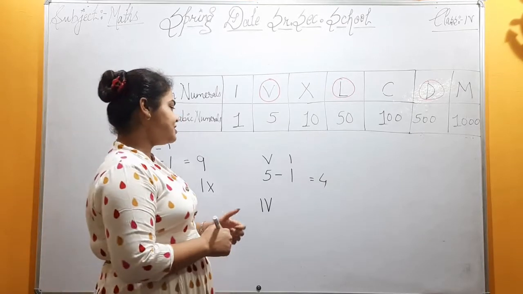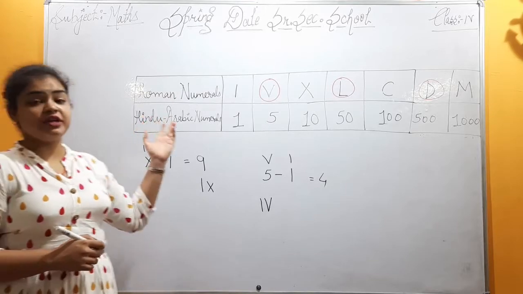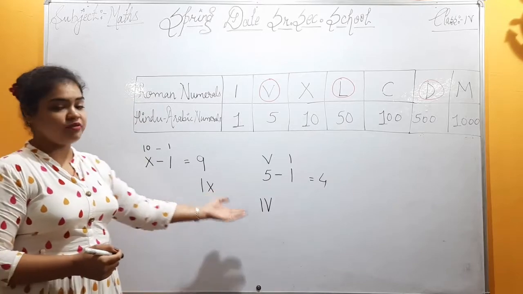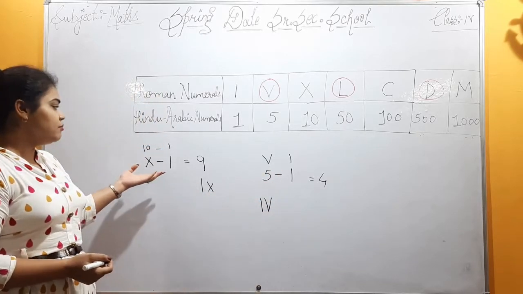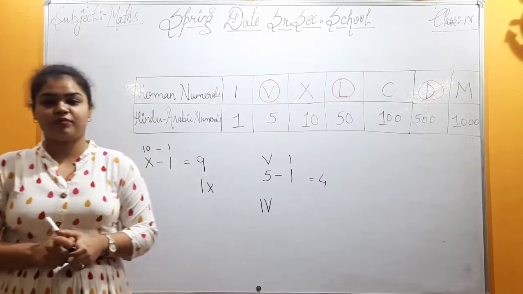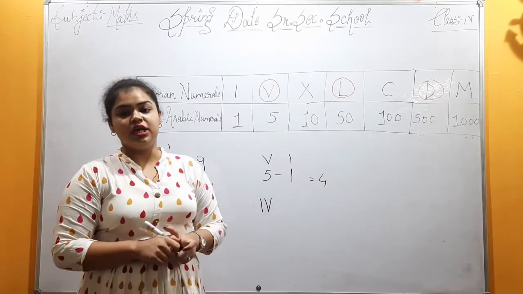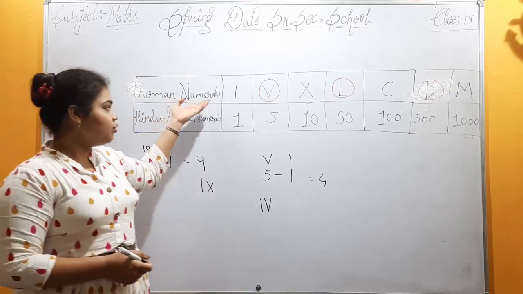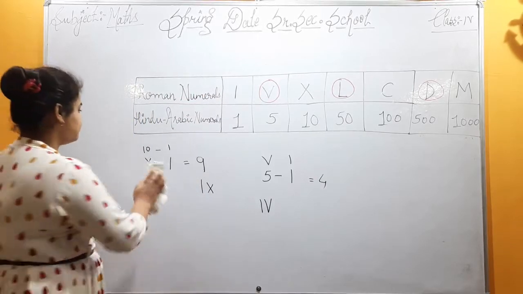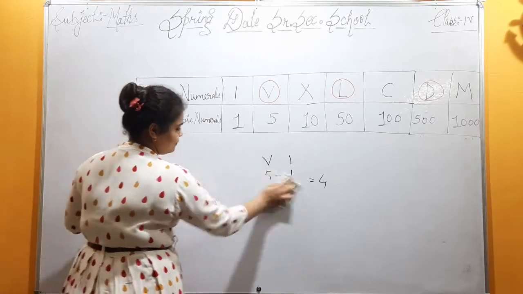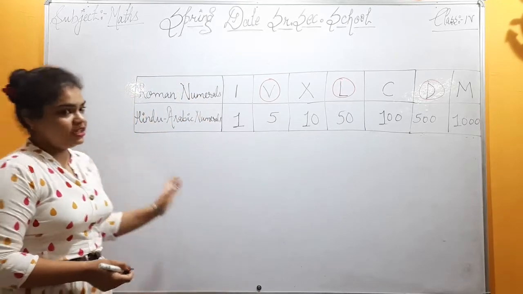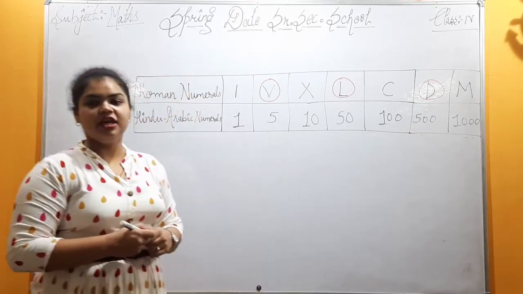So children, do you find the similarity between this rule and the other rule which we have read just now? That was 40, 50, 60. How we had made 40, 50 and 60. This is the same rule by which we have made the 4 and 9. So now we are going to learn how to write the numbers in Roman numerals with the help of the rules. So children, on one side I will be writing the rules and on the other side I will be writing the Roman numbers.